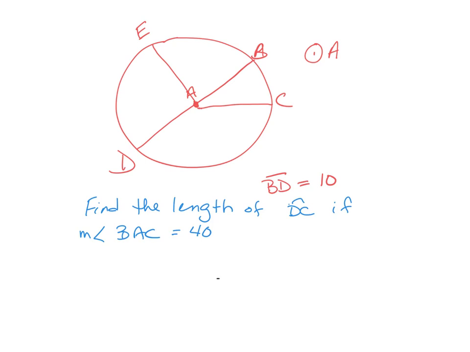Okay, they're asking for the length of arc DC. They're not asking for the measurement of arc DC. If this angle here is 40, then we know this angle here is 140, right? Because that adds up to 180. But they're not asking for the measurement of this arc, which would be 140. That's an easy question. That's what we did yesterday.